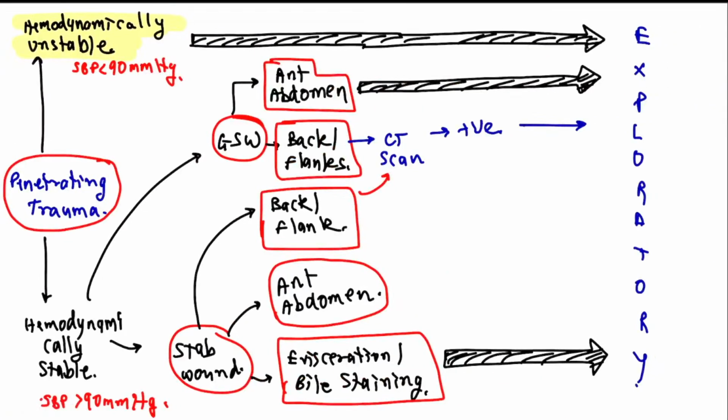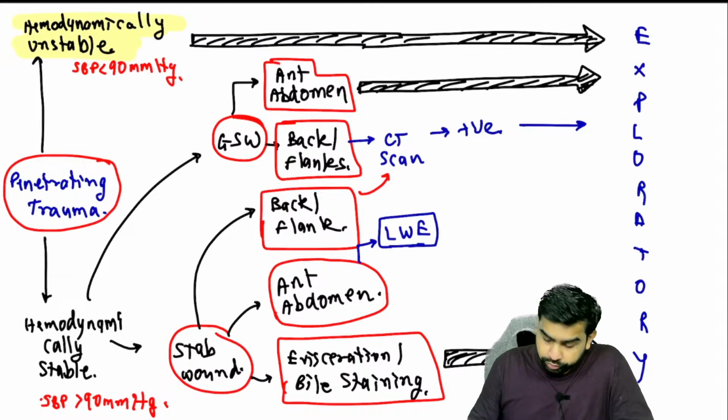So whenever you have this particular stab injury to the anterior abdomen, what you have to perform is a local wound exploration, LWE. LWE stands for local wound exploration. Now please pay attention. Why do you have to perform this local wound exploration? Because you want to know whether the peritoneum has been breached or not. You understand my point?